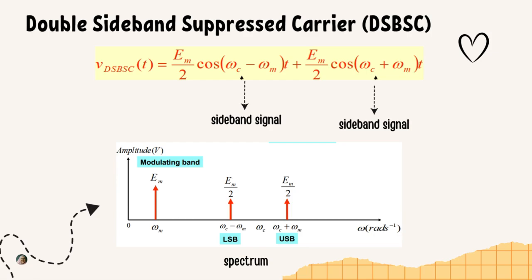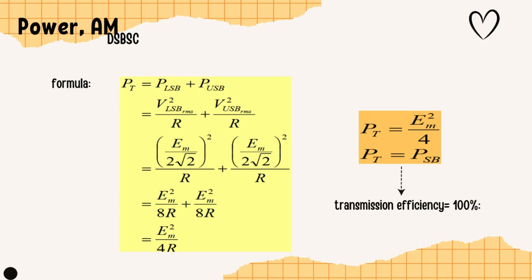The spectrum of SSB-SC includes only one sideband, the upper sideband USB, which contains fc plus fm, or the lower sideband LSB, which contains fc minus fm. This effectively halves the bandwidth compared to the DSB. The total power in a DSB-SC signal is purely due to the sidebands, where Em is the message signal amplitude and R is the load resistance.